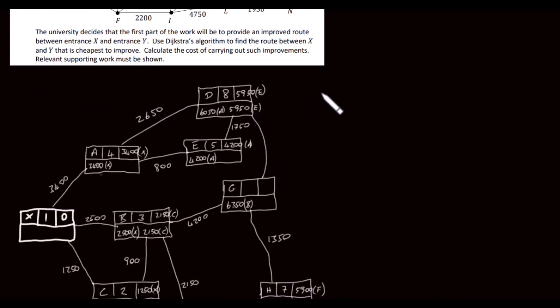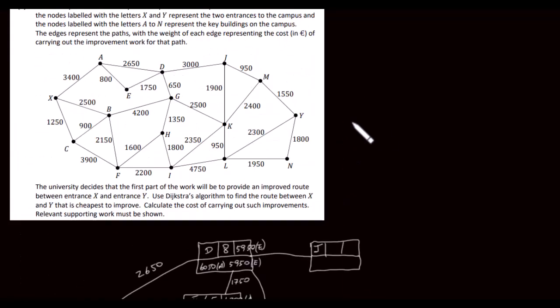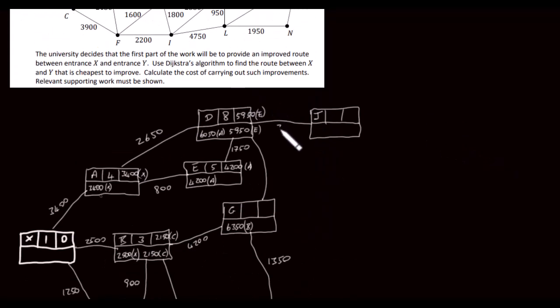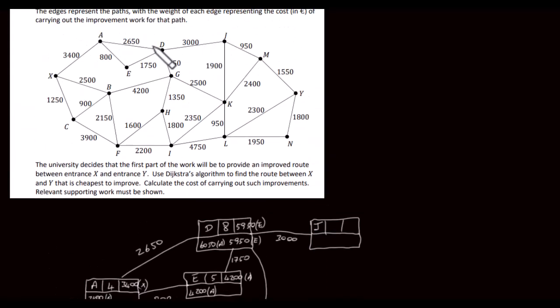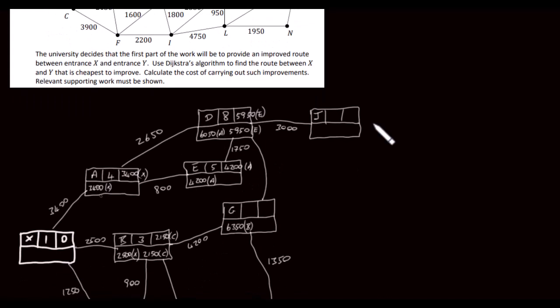D is connected to G. I've got to go around here, and it's also connected to J, which is a new one here, so I'll just draw that. This is J, and that's connected there. The weights are, to J is 3,000, and to G then is 650 here.